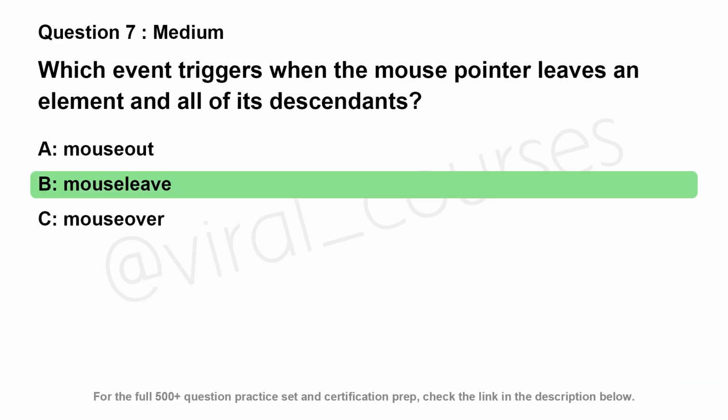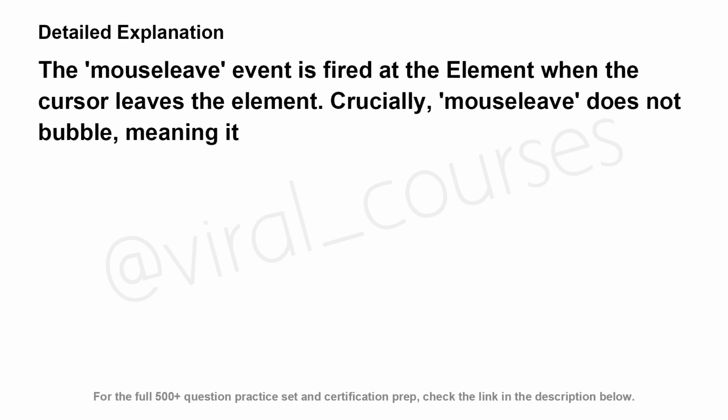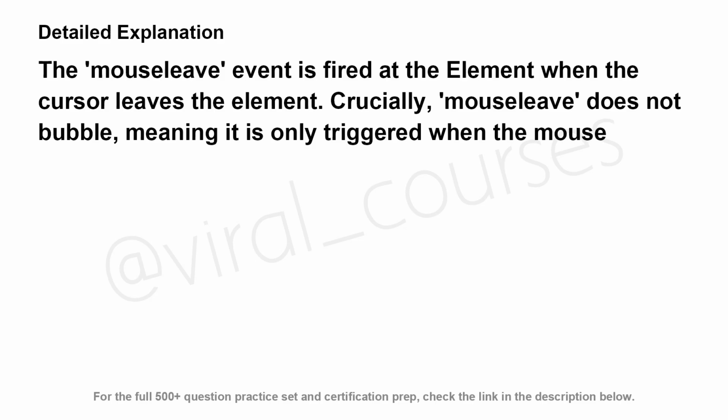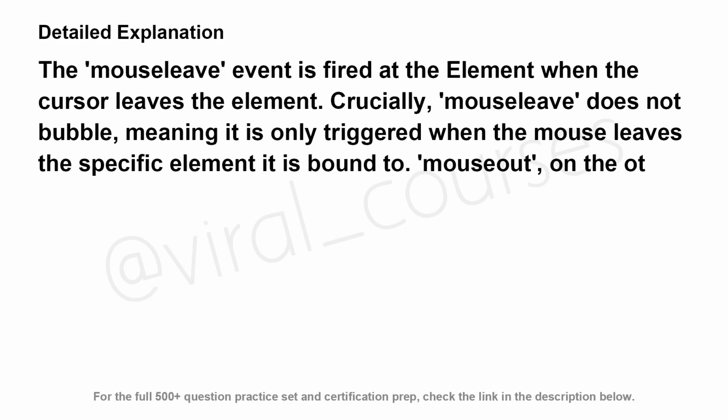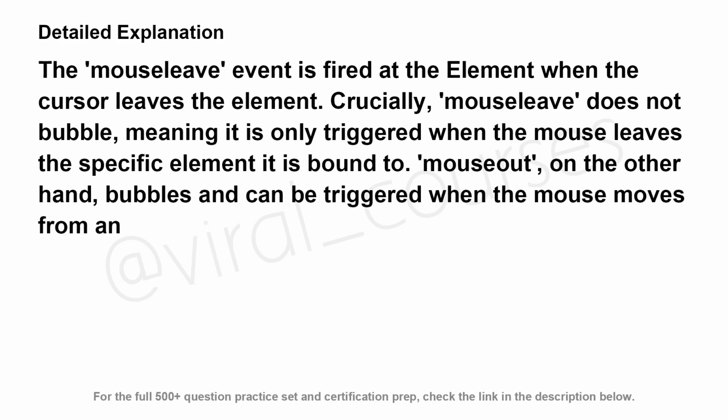The correct answer is B. The mouseleave event is fired at the element when the cursor leaves the element. Crucially, mouseleave does not bubble, meaning it is only triggered when the mouse leaves the specific element it is bound to. mouseout, on the other hand, bubbles and can be triggered when the mouse moves from an element to one of its children.